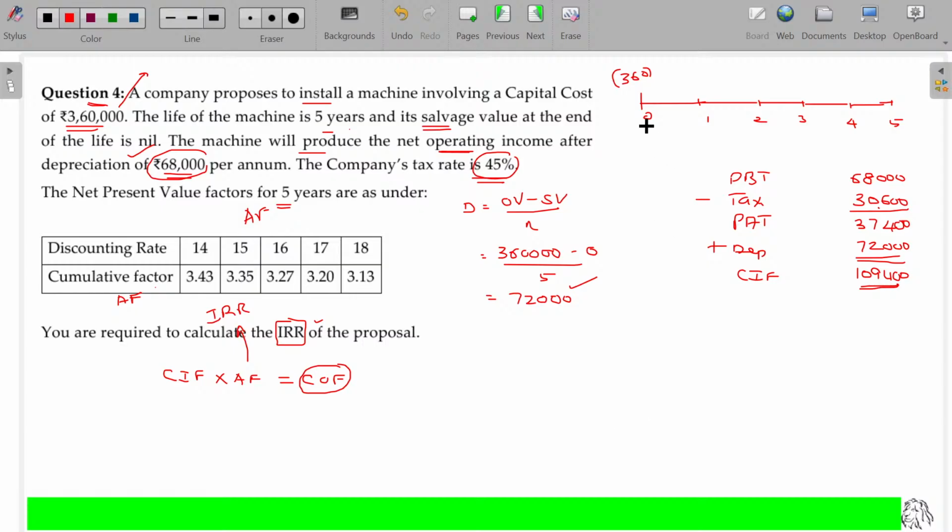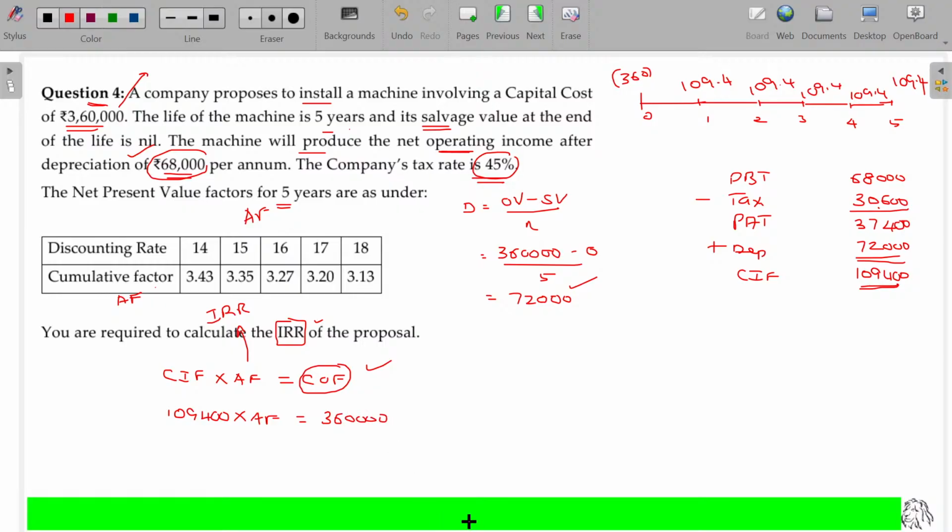Now, 360 invested and you are getting 109.4 every year for all the 5 years. Now it's your duty to find out the IRR. You know this formula. Cash inflow every year being 1,09,400 multiplied with the annuity factor by using the IRR should be equal to the cash outflow. The cash outflow being 3,60,000.